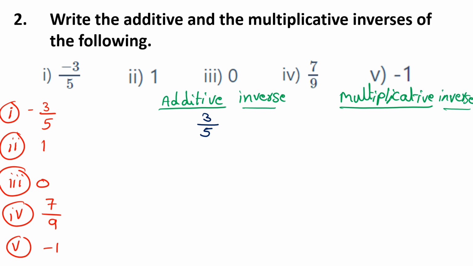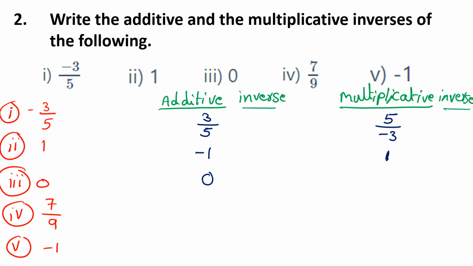So that is the opposite sign. For the multiplicative inverse, we do not change the sign, but we write the reciprocal, that is 5 by minus 3. Now, what is the additive inverse of 1? That is minus 1. The multiplicative inverse of 1 is 1 only, since 1 by 1 is 1. Now 0. The additive inverse of 0 is 0 only, because 0 is neither positive nor negative.